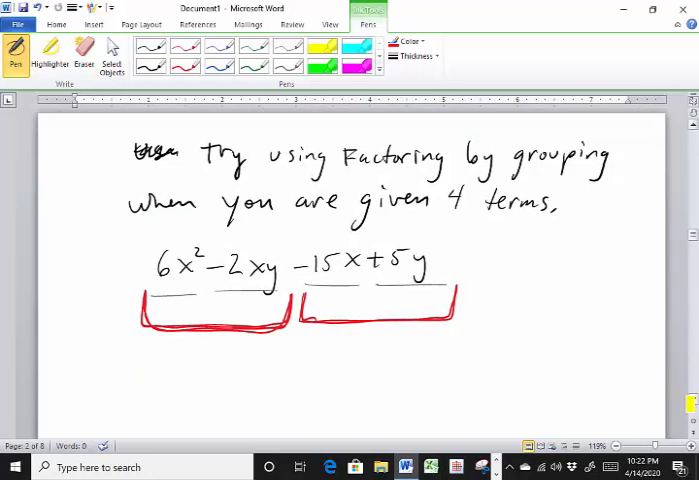So if I look at the first 2 terms, the 6x squared minus 2xy, what's the greatest common factor between those 2 terms? Well, we know that 2 is. Okay. What's common? Well, there's an x and an x, so we can put down an x. There is not a y that's common between those 2. And then what's the lowest exponent on the x? Well, it's just 1. So it's just 2x. Okay?